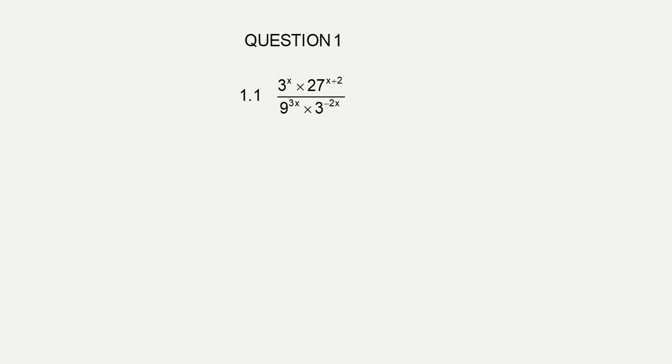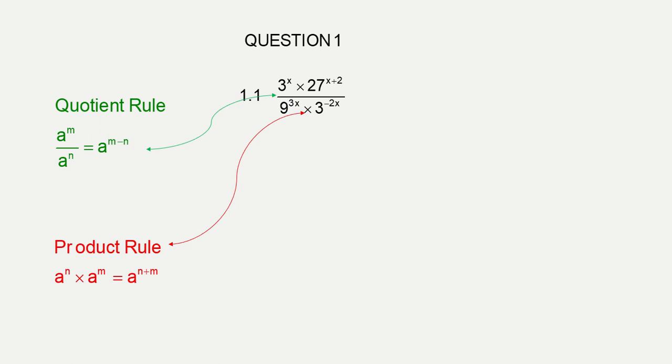The first question. In this first question, what you notice is that you have a division sign, which means you have to apply the quotient rule, and you have a multiplication sign, which means you can apply the product rule. Also, if you look at 27, it's not a prime base like 3, but it can be written using the power rule. That will also apply for 9.